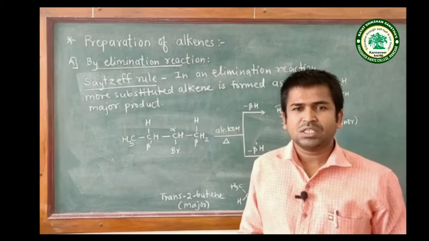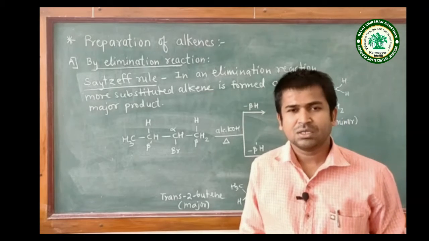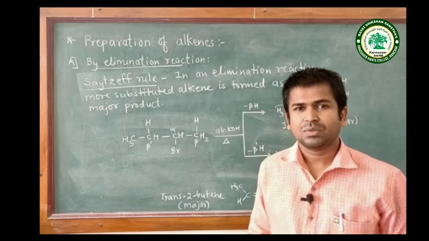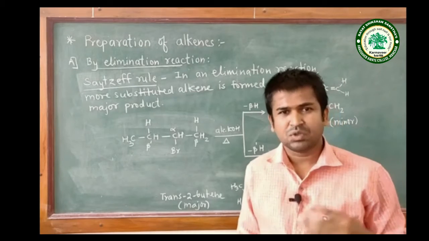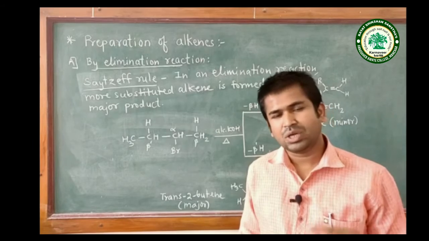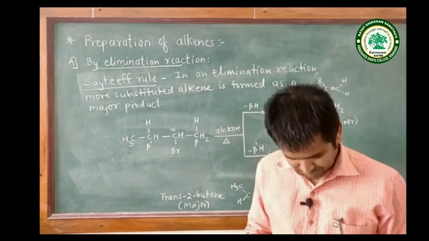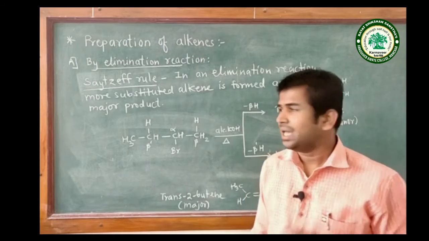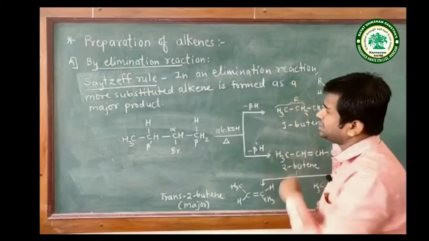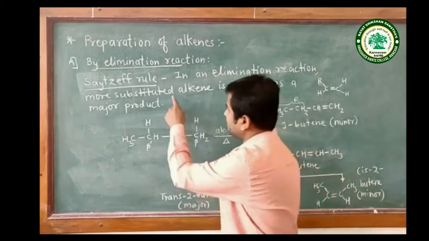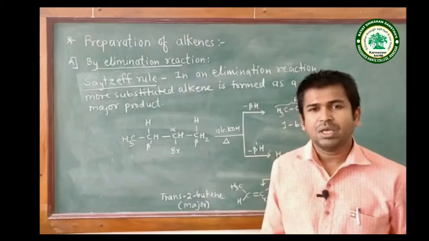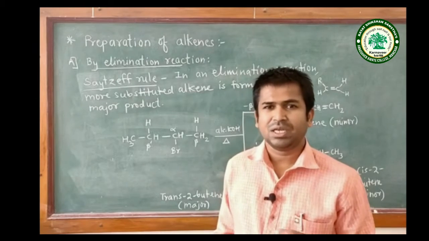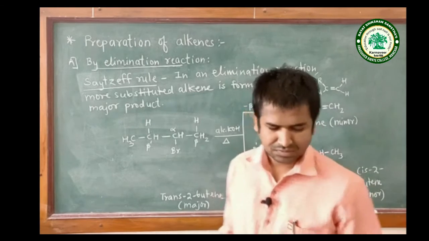As the number of alkyl substituents increases, the stability of the alkene also increases. That means the more substitution is present in an alkene, the more stable it is. Hence, in other words, we can also say that in an elimination reaction, the more stable alkene is formed as the major product. Now we can see the rate of elimination reaction of alkyl halides.